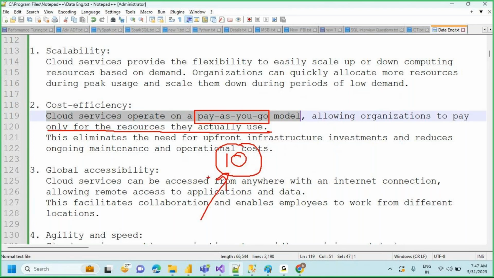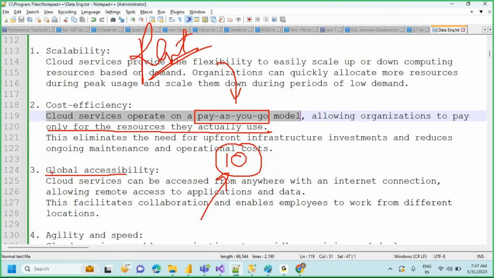But in the cloud, you're taking a rent. That rent also you're not paying for the entire month or entire day. For whatever usage you have done, for that usage only you're going to pay. That kind of model, we can say, is a pay as you go model. So cost efficiency is more when you compare with on-premise. This eliminates the need for upfront infrastructure investments and reduces ongoing maintenance and operational costs. So we don't require to concentrate on it, we don't require to invest in the infrastructure. We can take it easily and we can take it out easily.